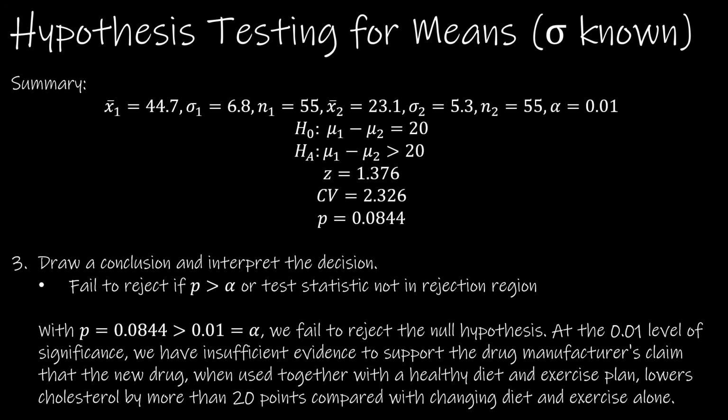So again, based on both the critical value and the p-value, we can say with p greater than alpha, we fail to reject the null hypothesis. At the 0.01 level of significance, we have insufficient evidence to support, and remember, we're always talking about the alternative. So we're saying we don't have enough evidence to support the drug manufacturer's claim that the new drug, when used together with a healthy diet and exercise plan, lowers cholesterol by more than 20 points compared with changing diet and exercise alone.